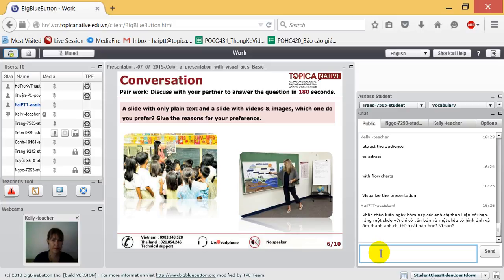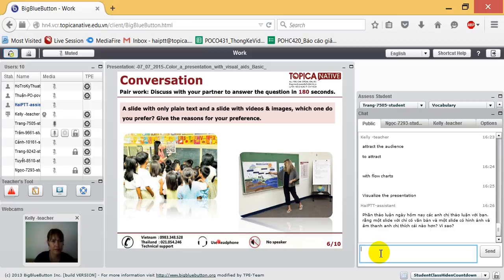I agree with you. If we add them to our presentation, we will make it more attractive, more lively. Yes, this is a great idea. I really don't want my presentation with only plain text because it's so boring and makes the audience feel sleepy. In editing videos and images, we make our main idea clear and our presentation unique. I think so. Yeah, I agree with you.